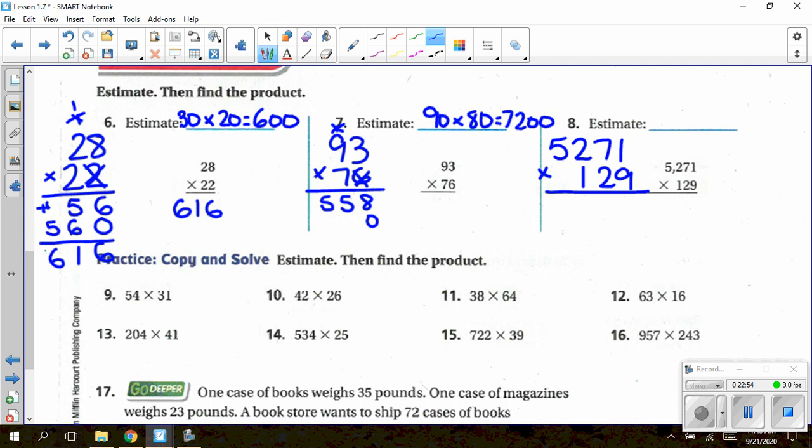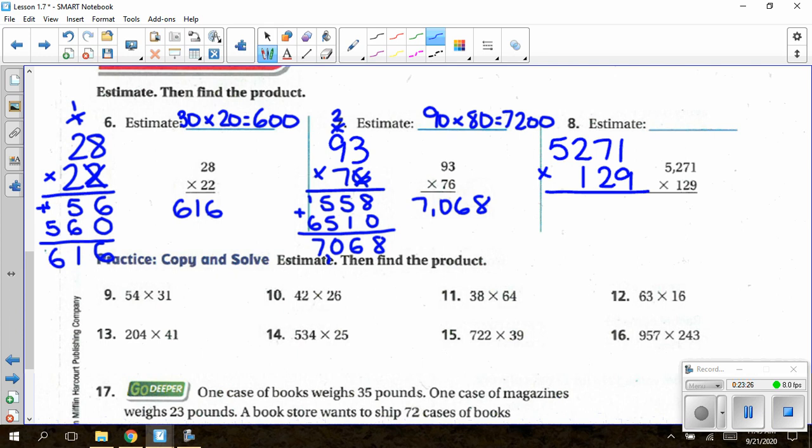So now 7 times 3 is 21, regroup the 2. 7 times 9 is 63. 63 plus 2 is 65. Add the two partial products together. 8 plus 0 is 8. 5 plus 1 is 6. 5 plus 5 is 10. Regroup the 1. And 1 plus 6 is 7. So that means my answer is 7,068, which is very close to my estimate.